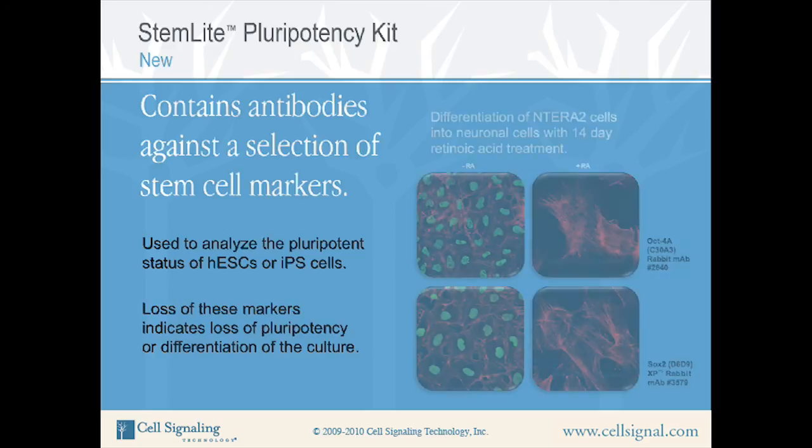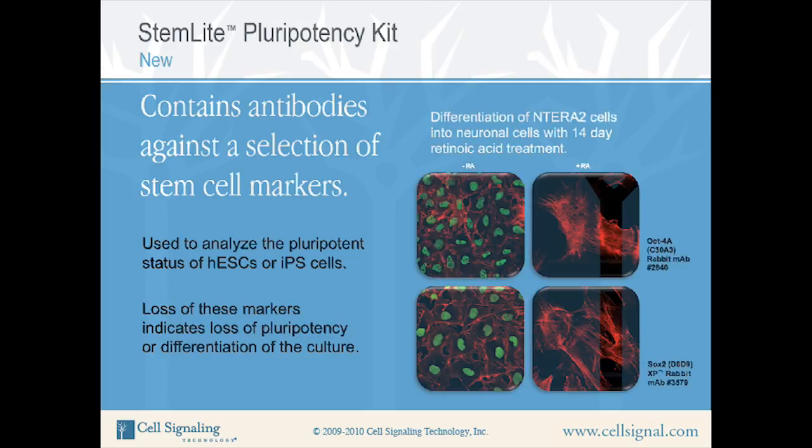Retinoic acid treatment, 10 micromolar for 14 days, causes the differentiation of the embryonic carcinoma cell line NTera2 along the neuronal lineage. OCT4A and SOX2 antibodies have been labeled green. Actin filaments have been labeled red with DyLight 554 phalloidin. Note loss of pluripotency markers, green, in the differentiated state.